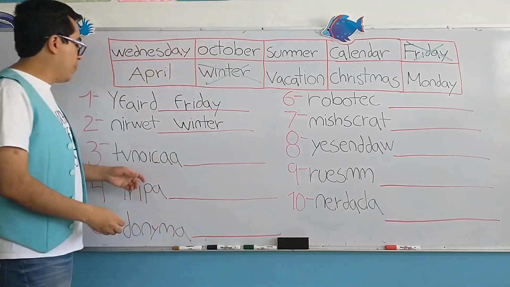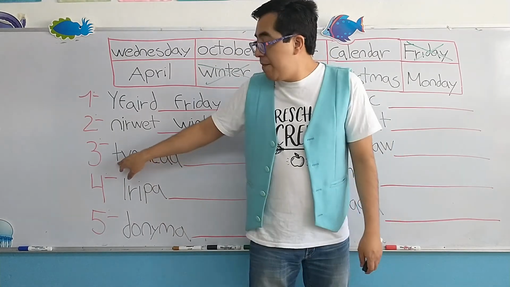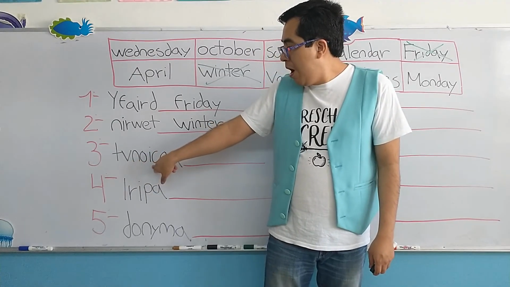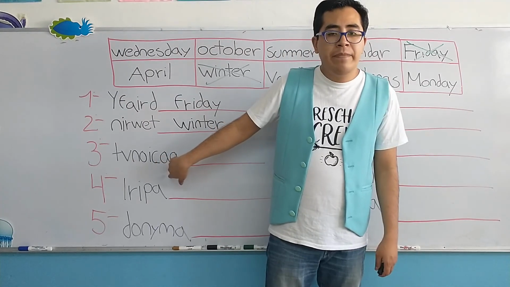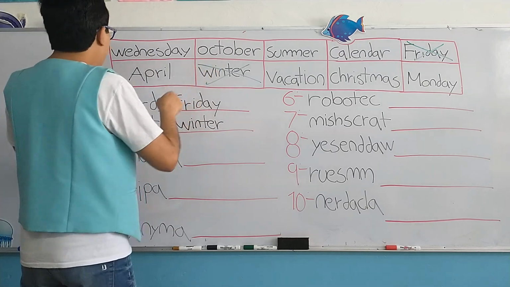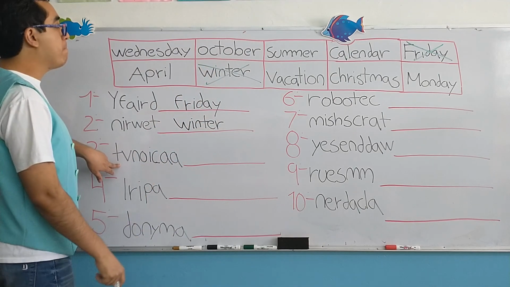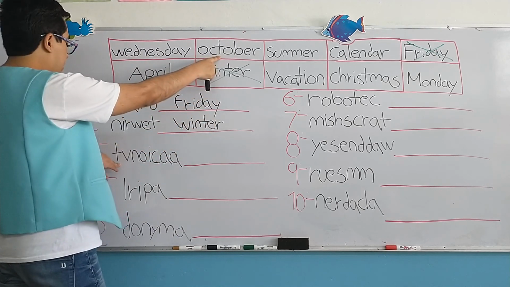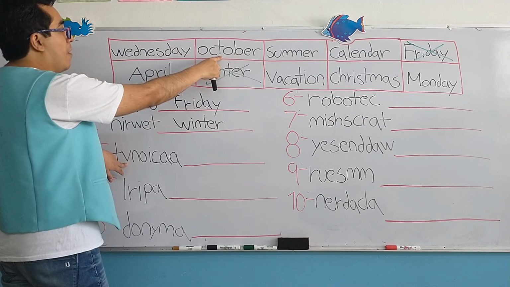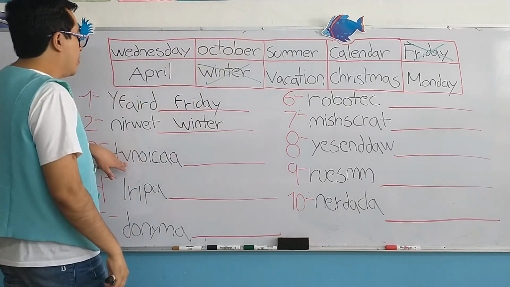Let's continue with number 3. We have letters T, V, N, O, I, C, A. Letter T of tomato. Letter V of vase of Veronica. Here we don't have it. Let's check in another space.